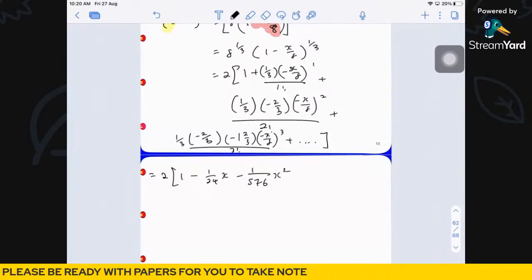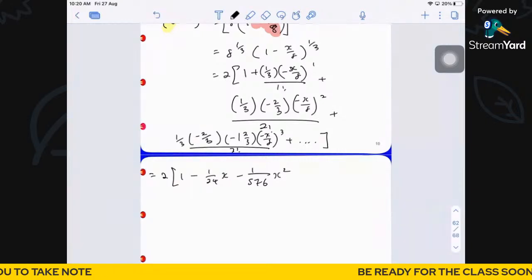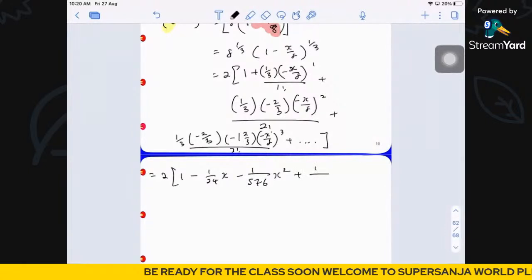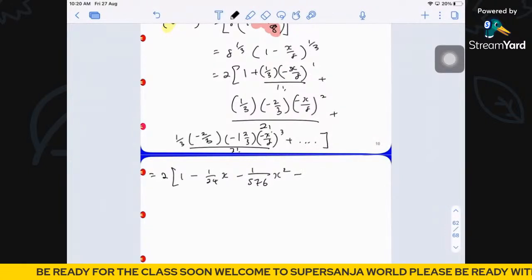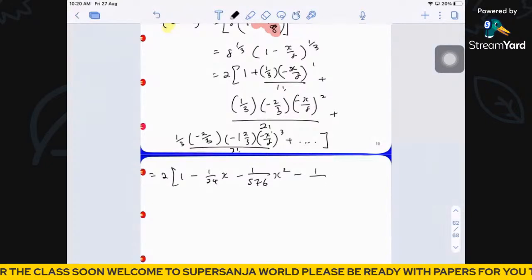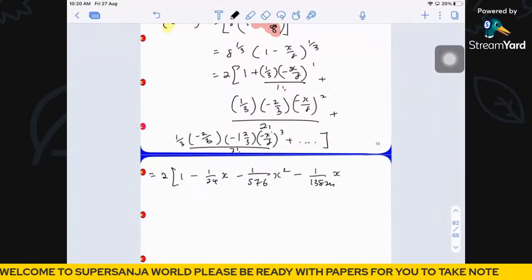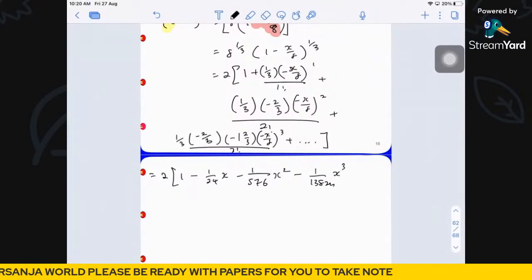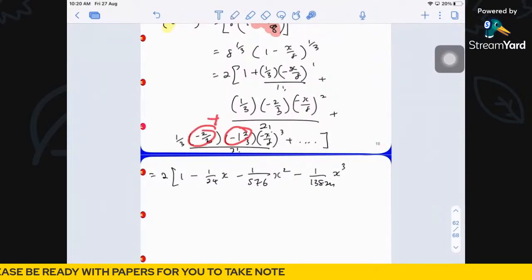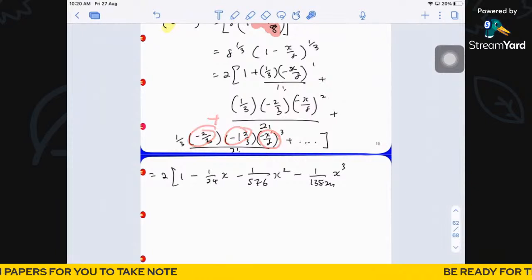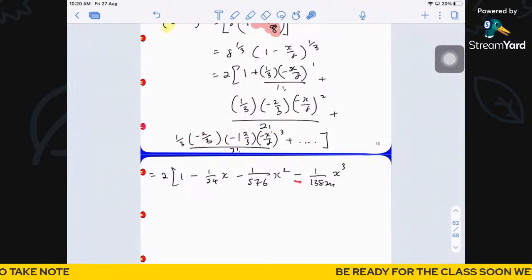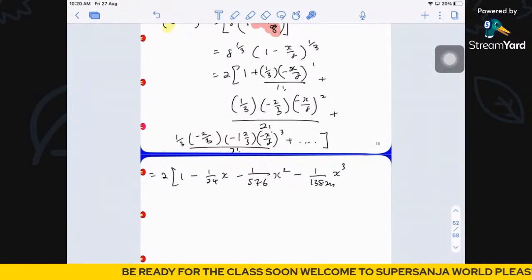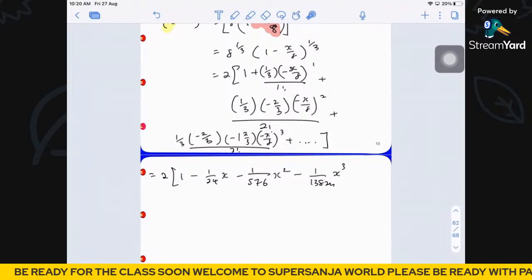I'm still waiting for the answer. 1 over 13824. That's right. Okay, negative 1 over 13824 x cubed. Why negative? Because if you notice, here is negative, negative will become positive, but power of 3 will be negative. So since power of 3 will be negative, that's why here is negative. So here will be negative, negative, negative. So I hope everybody gets this answer. This answer is given to me by Vanusha.